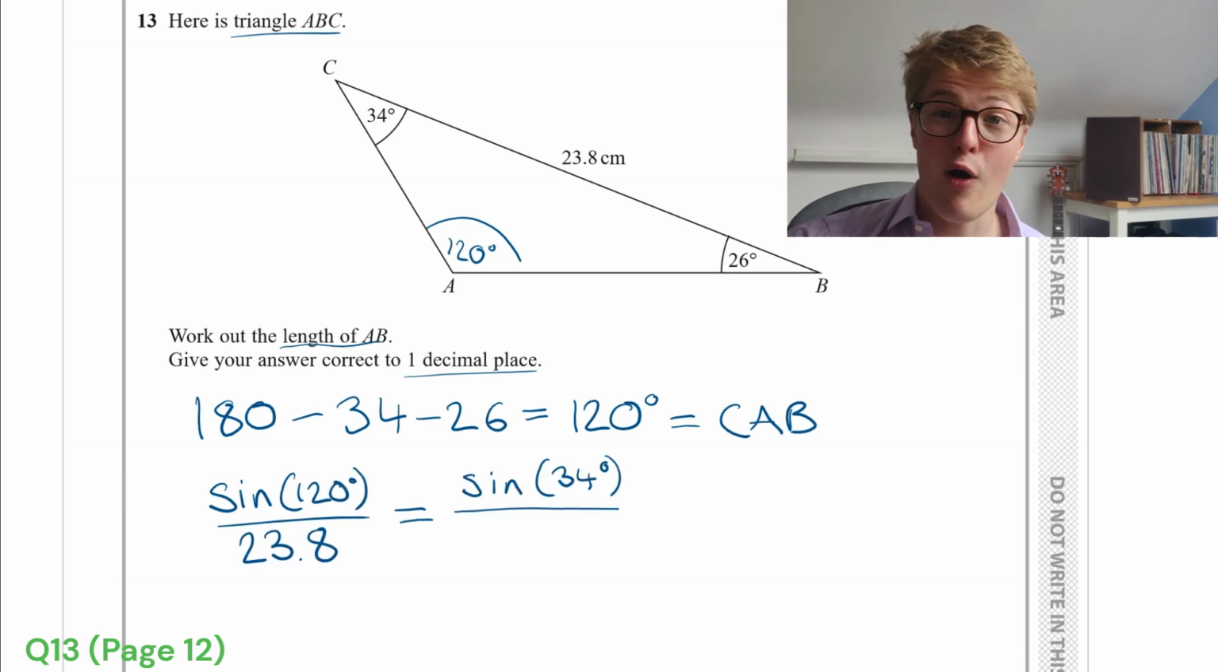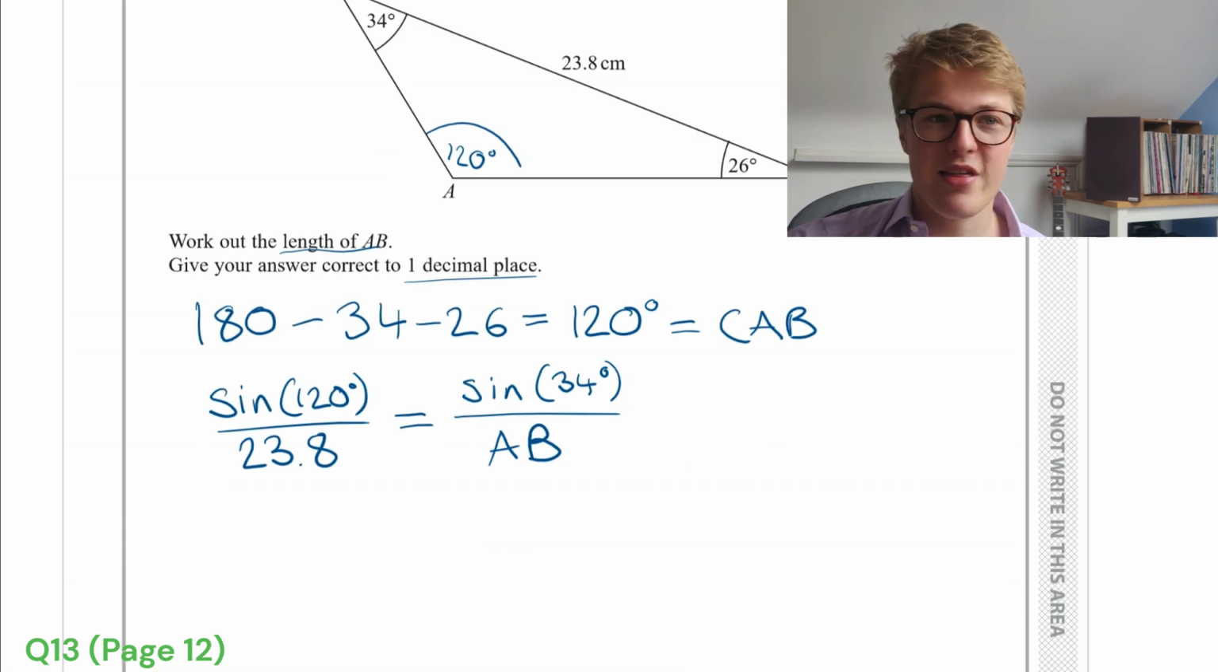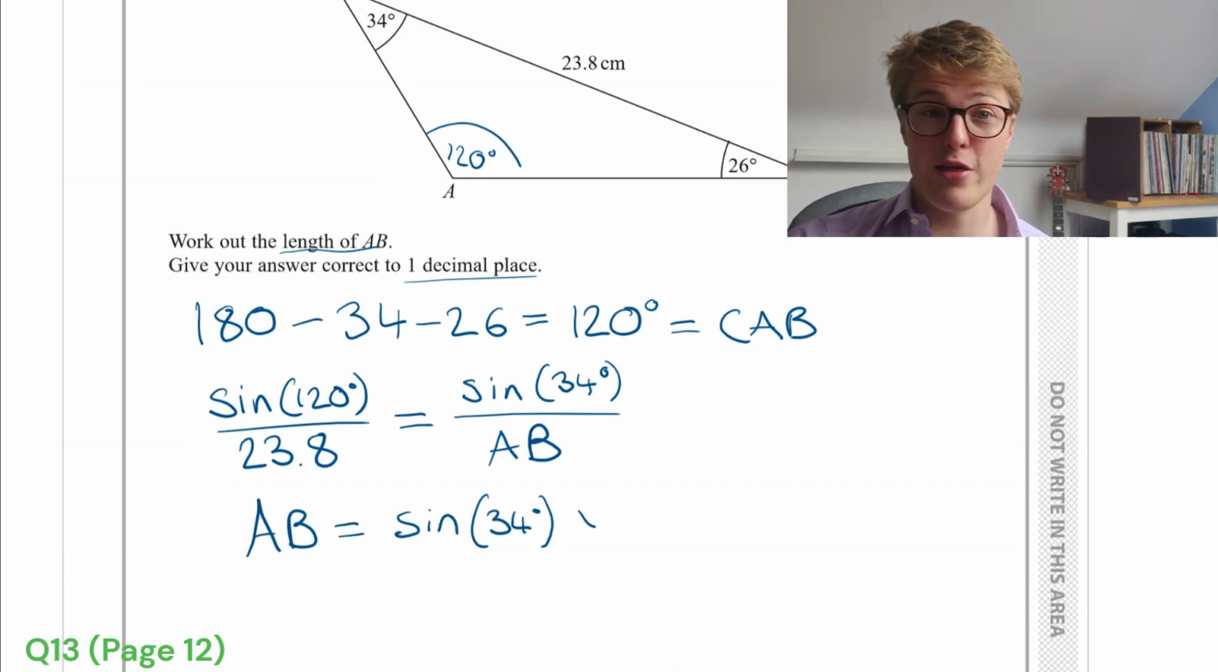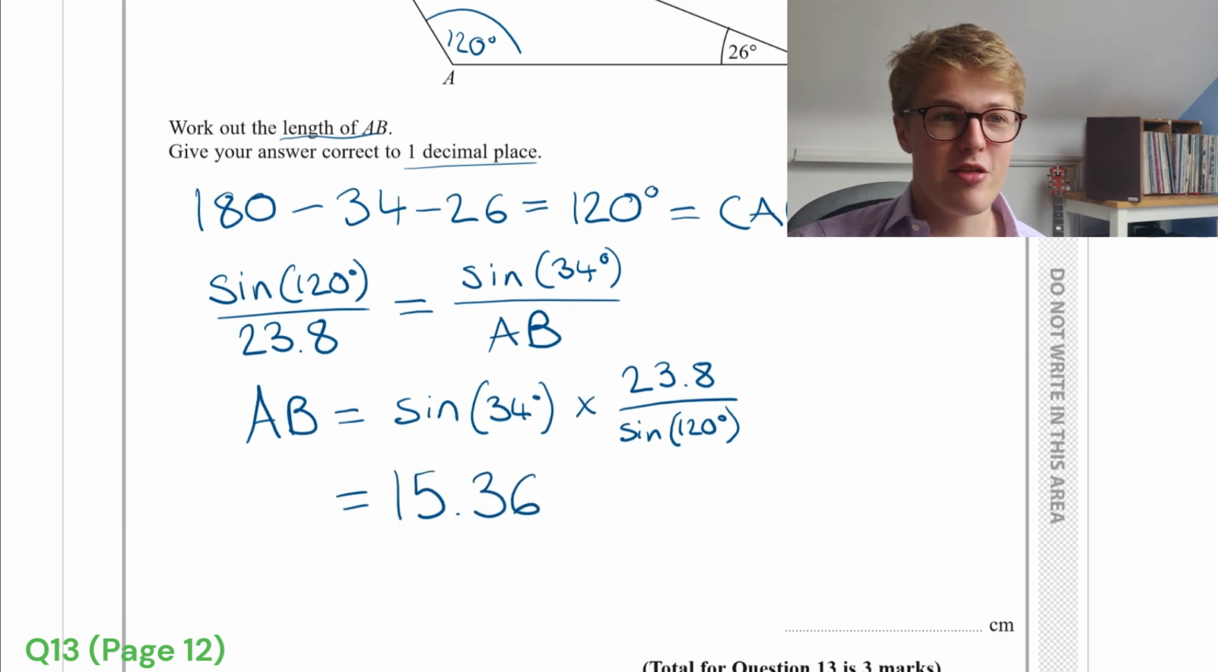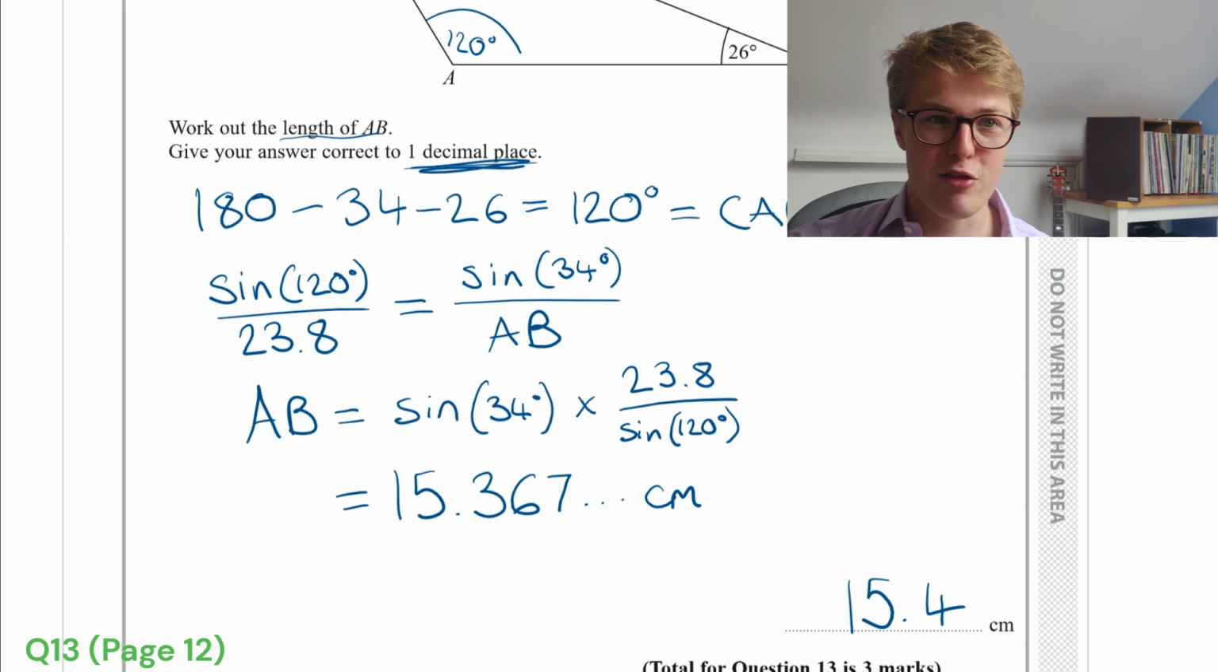Then we can use the sine rule, so we have sine 120 over 23.8, and that is equal to sine 34 over AB. When we rearrange this, we can see AB is sine 34 times 23.8 divided by sine 120, and this is 15.367 centimetres, which simplifies to 15.4 centimetres to one decimal place.